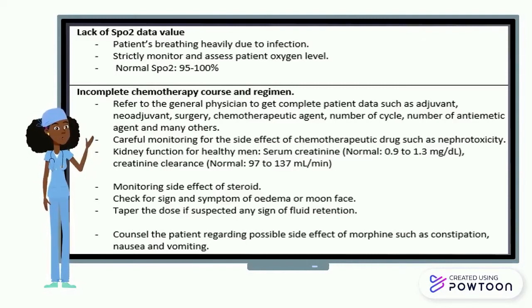Regarding the incomplete chemotherapy course and regimen, we should refer to the general physician to get complete patient data on his medication history, surgery history, and drug tolerance. We need to monitor carefully the side effects of chemotherapeutic drugs that have been consumed by the patient. We also need to monitor the kidney function and ensure the serum creatinine and creatinine clearance are always within the normal range.